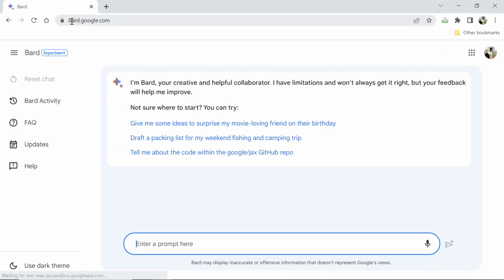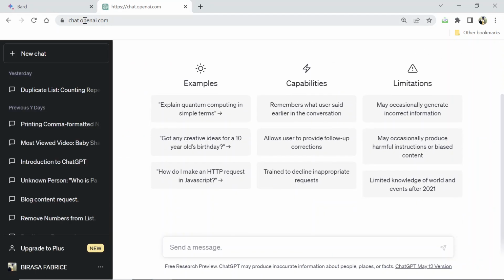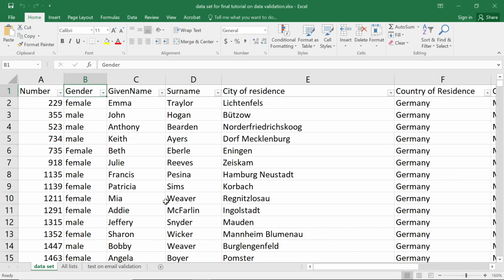developed chatbot. It is accessed using bard.google.com, while ChatGPT was developed by OpenAI. It is accessed using chat.openai.com. Both the companies, both OpenAI and Google, are American-based companies from USA. I'm going to use this fake generated dataset and ask Bard and ChatGPT to summarize my dataset. I want to see their capabilities and their suggestion on how to go about it.